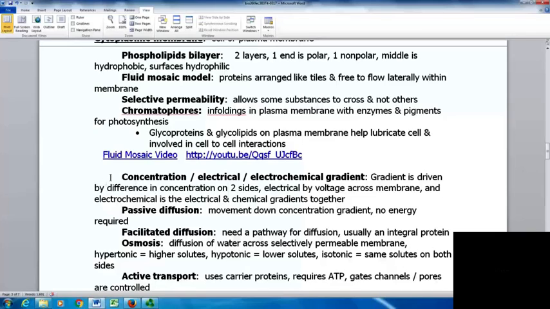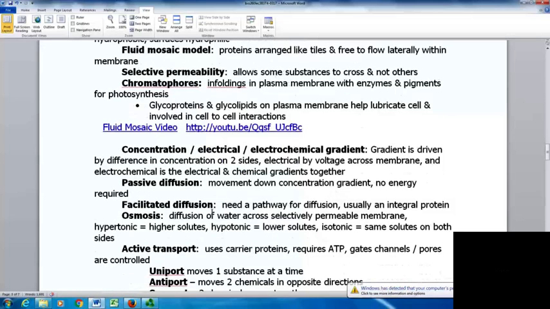In the cells, we have a difference in concentration that can cause an electrochemical gradient. The gradient is driven by a difference in the concentration on the two sides of the membrane. The electrical portion is going to be the voltage across the membrane, and the electrochemical gradient is the electrical and chemical gradients together. By having different charges on the sides of the membrane, that will create the potential to do work that we can measure as the voltage.